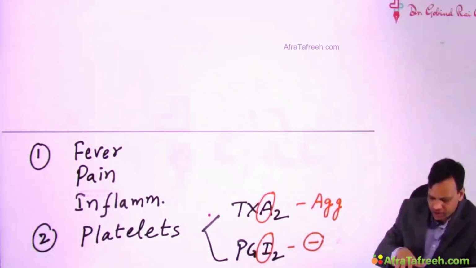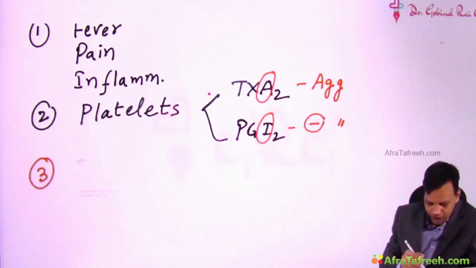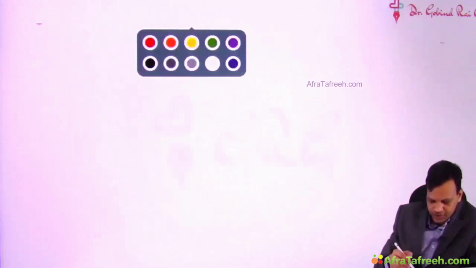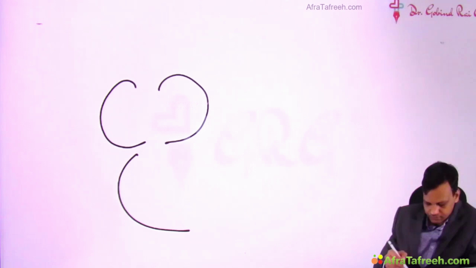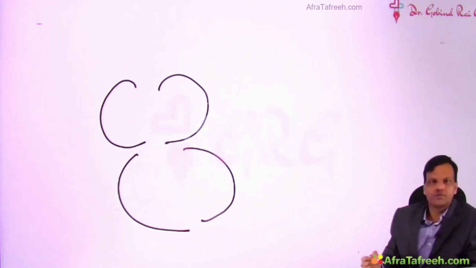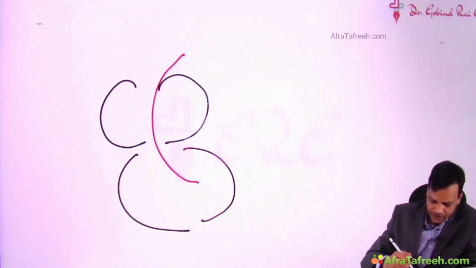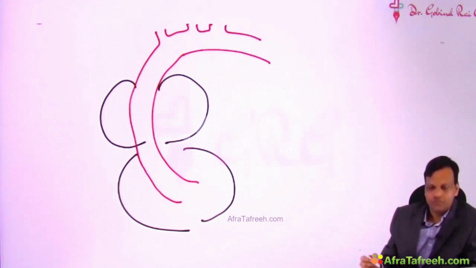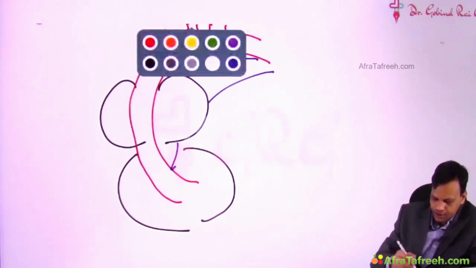So this is the effect on the platelets. Then the effect on the cardiovascular system. First of all, the heart. We have 4 chambers of the heart. Aorta originates from the left ventricle and supplies the blood all over the body. Pulmonary trunk originates from the right ventricle and supplies the blood mainly to the lungs.